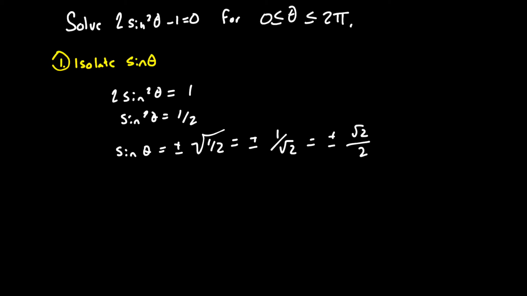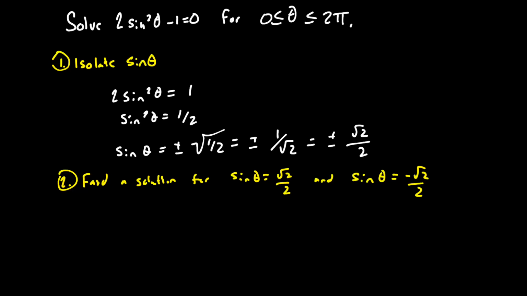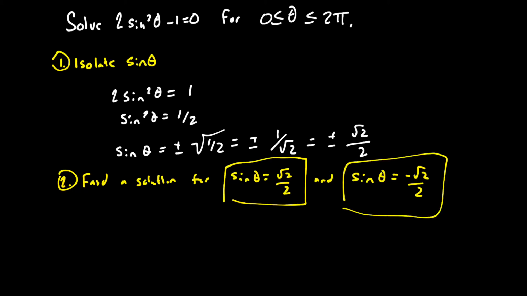Now in step 2, we want to find a particular solution to sine theta is equal to plus or minus the square root of 2 divided by 2. We'll break this part up into two separate problems. We'll first look at this equation and find the solutions between 0 and 2 pi, and then we'll look at this equation and find the solutions between 0 and 2 pi. First, let's draw a picture of our graph. We know that sine theta between the values of 0 and 2 pi looks something like this, which means for this first equation, we should have two solutions. And also, for this equation over here, we should also have two more solutions.